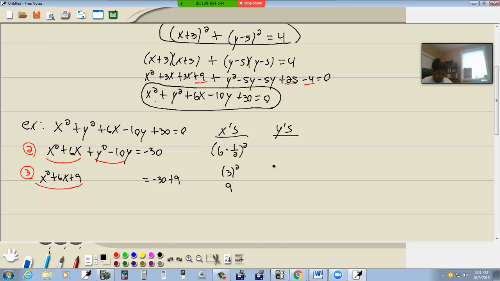Now step 3 also says to complete the square on the y's. So we'll take the number that's in front of our y, which is negative 10, and we multiply it times a half and square it. It's always times a half and it's always squared. Negative 10 times a half is negative 5, and negative 5 squared gives us a positive 25.